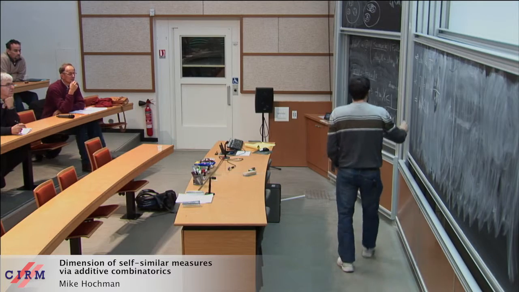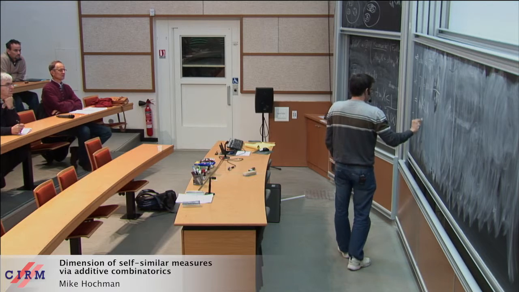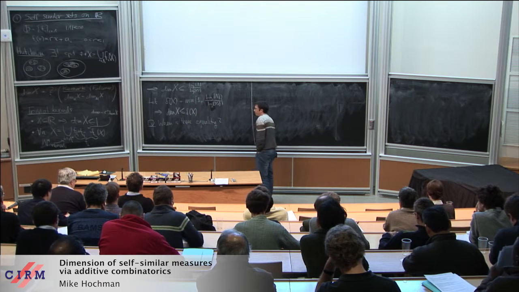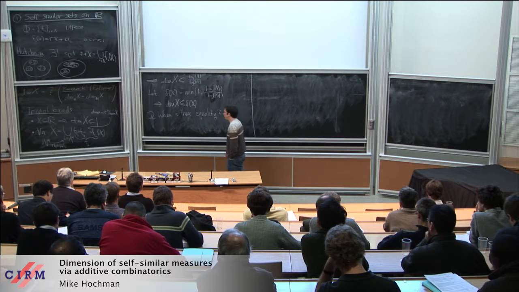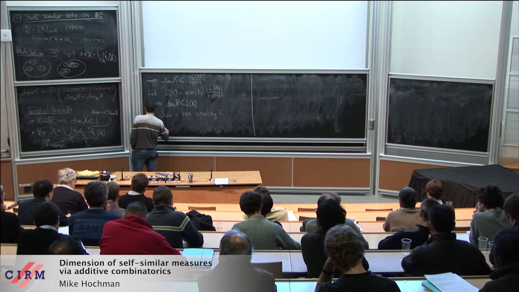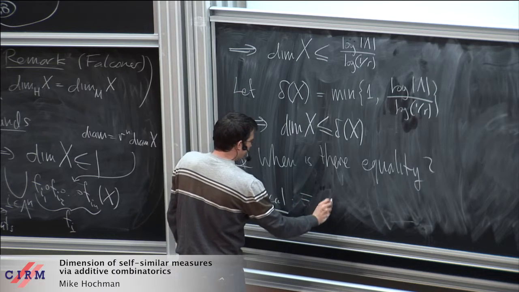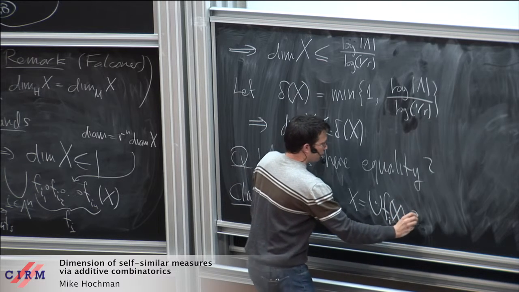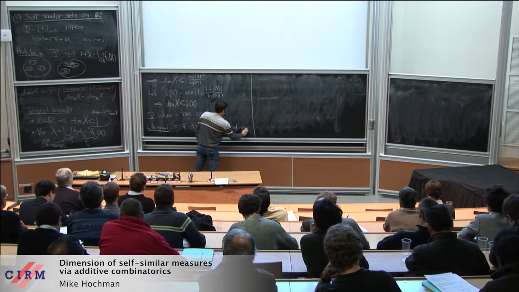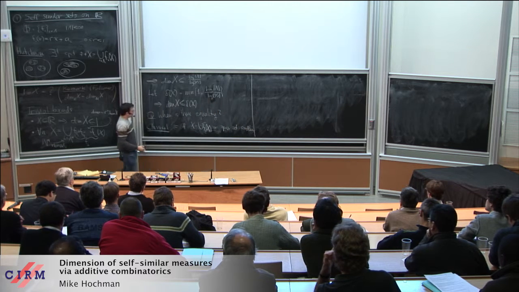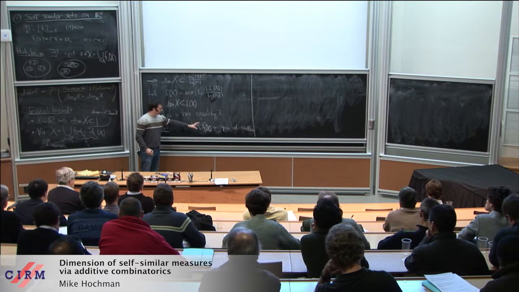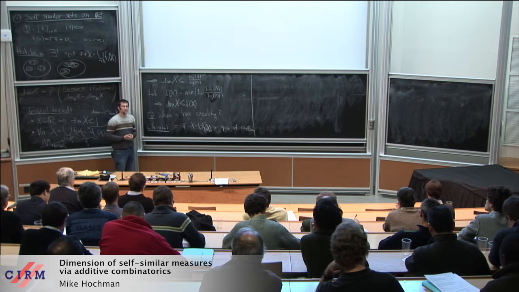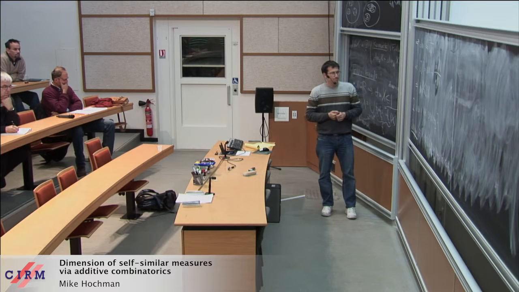And the question I really want to talk about today is: when is there equality? Okay, so there are classical cases that tell you you have equality if X is a disjoint union of its images, or if you have the open set condition. And then if you make enough assumptions, if the union is not disjoint but you control how many overlaps happen at each scale, then you can say something. So there are some weakenings of the open set condition and some combinatorial assumptions you can make, but this is pretty much what's known.